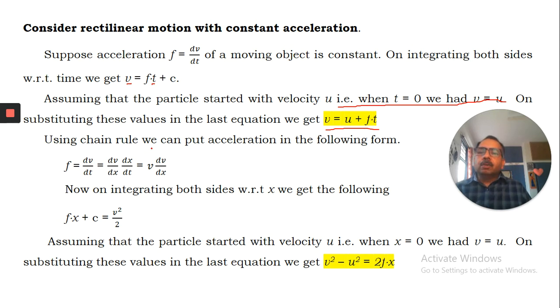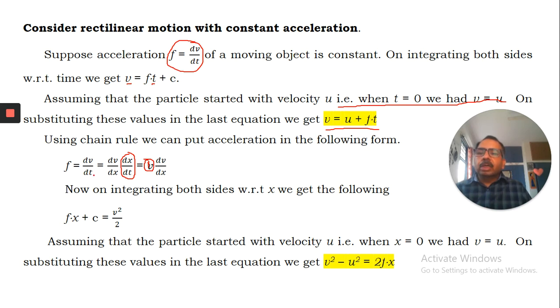Now using chain rule, we can write this acceleration f as dv by dt. This can be written as dv by dx into dx by dt. We have supposed here that v is a function of x and x is then a function of t. So we can write dv by dt as dv by dx into dx by dt. But dx by dt is v. So this we have written v here, and dv by dx as it is.